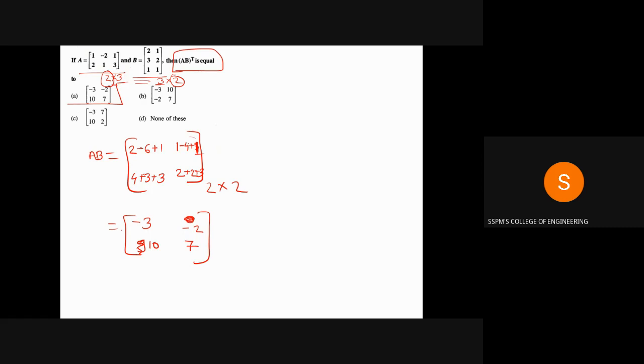No, no, no, this is what we just found. We found AB, we have to find AB transpose. Then what is AB transpose? The first row will be written as the first column, that is minus 3, minus 2, and 10, 7 will be another column. Therefore minus 3, 10, minus 2, 7. This will be the correct option. We are not asked to find AB, we have to find the transpose of that matrix. So you have to find the transpose and then give the answer.